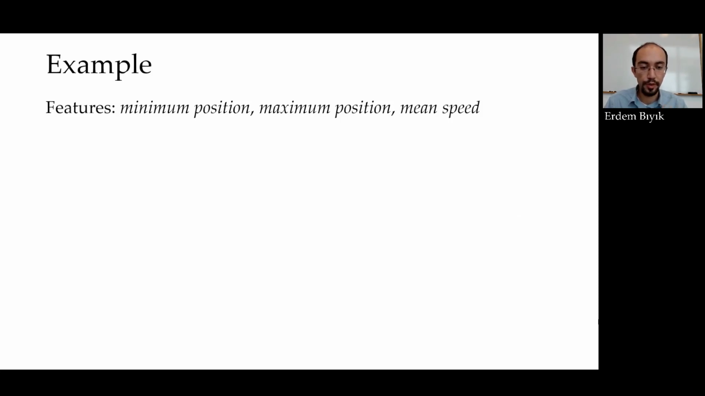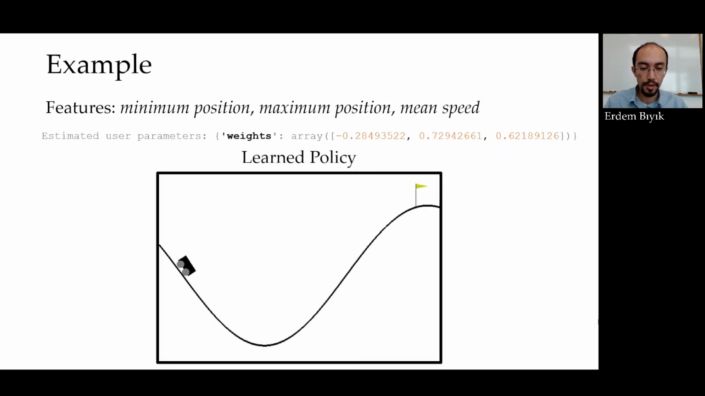Remember, our feature function had 3 features: minimum position, maximum position, and mean speed. APREL returns this when the active learning loop is complete. As you can see, the weight for the first feature is negative and the other 2 are positive. This means it wants to minimize the minimum position while maximizing the maximum position and the mean speed. We took this learned reward and trained the policy using soft actor critic with it. This is what we got.